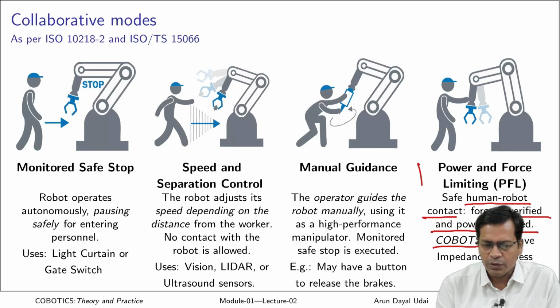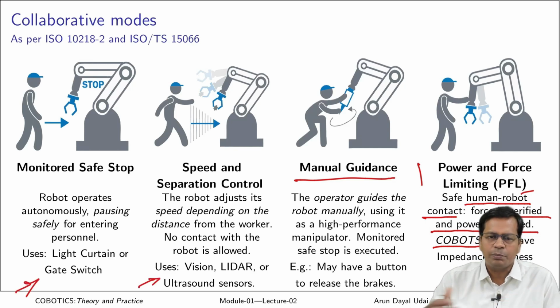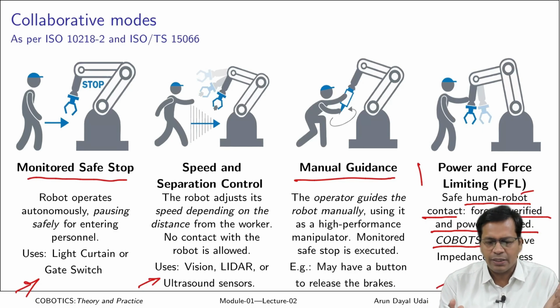So even a PFL robot, any standard cobot, may also allow manual guidance, and it can take any of these into account as well, because just having a cobot does not mean your workspace is 100% safe. It is never the case. You may still have to follow monitored safe stop in certain cases. It depends on the application basically. So these guidelines are still followed, apart from this being a PFL robot like a cobot.